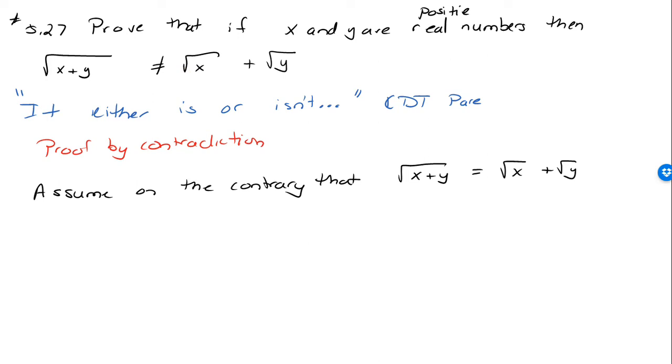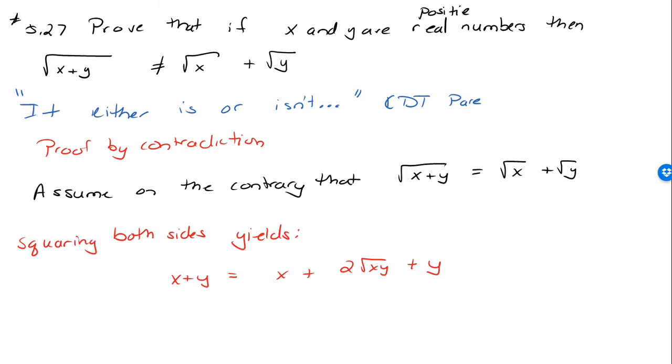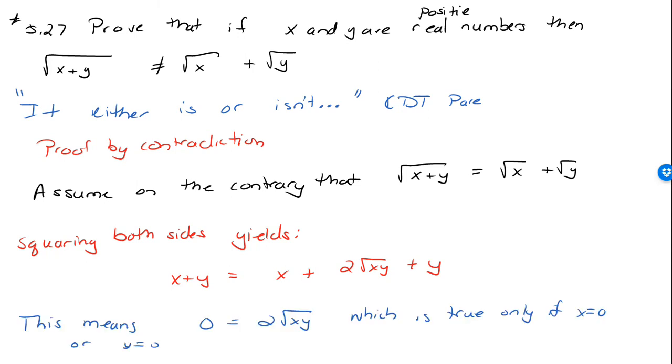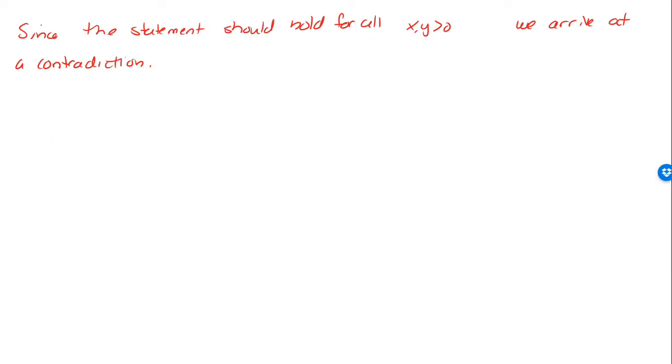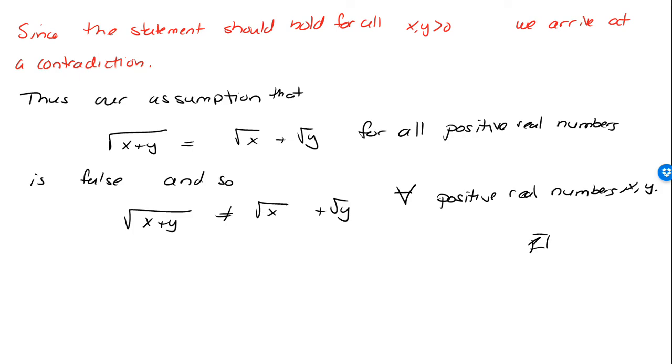So let's assume on the contrary that these two things are equal. And let's do some 9th grade or 8th grade or 7th grade algebra depending on when you took it. Let's square both sides, or scare both sides. There we go, scare both sides. We get this thing, and I get 0 is equal to 2 square root of x times y. And that statement's only going to be true if one of x and y is 0. But that's a problem since the statement should hold for positive x and y. And now we arrive at a contradiction.